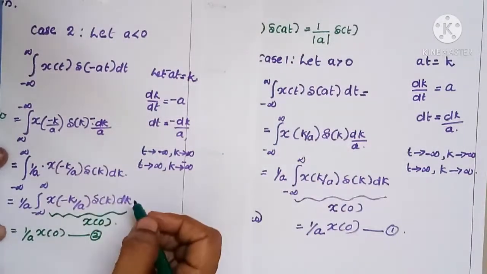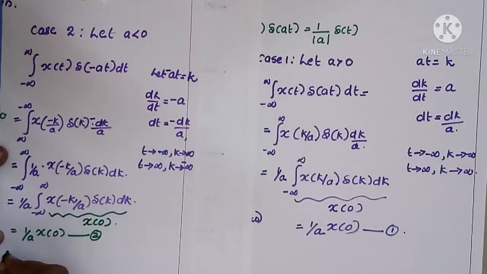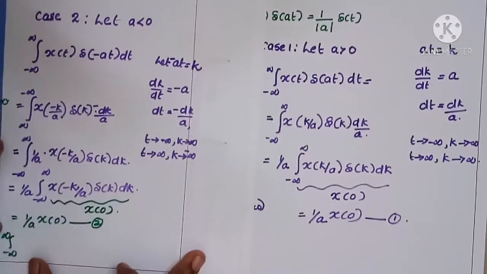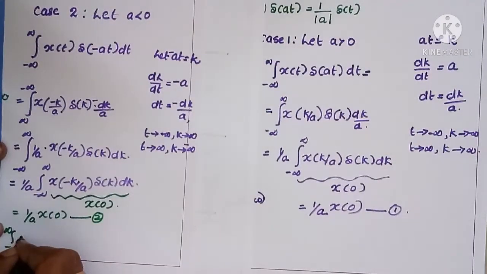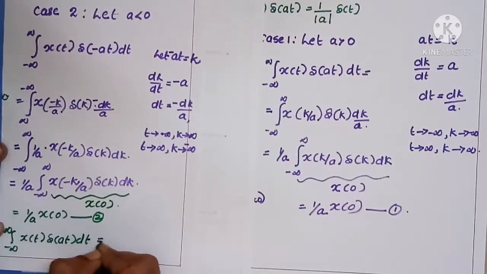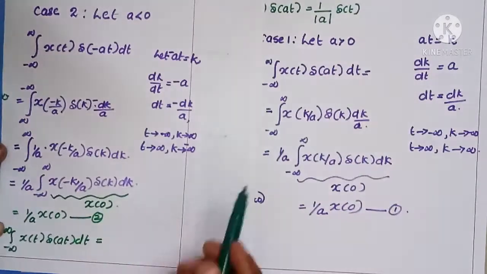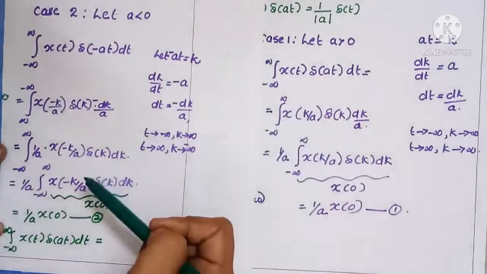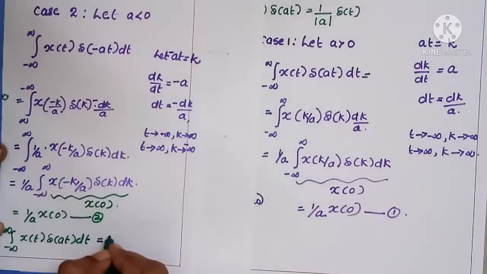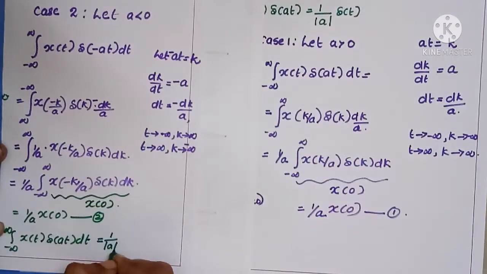From 1 and 2 we can write the integral from minus infinity to infinity x of t del of at dt should be equal to, where we applied a greater than 0 and also a less than 0, 1 by a x of 0. So you will get only a positive value. So generally we can write 1 by mod a into x of 0.